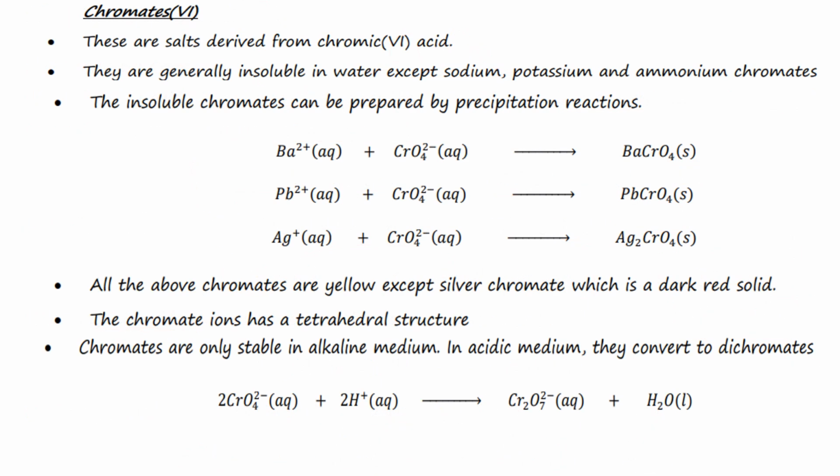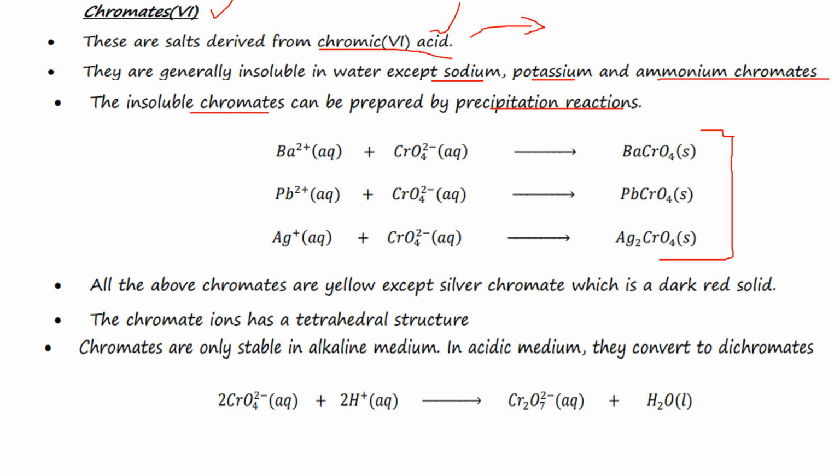Now here we are going to be looking at the chromate(VI) compounds, or the chromate(VI) ions or salts. Chromate(VI) salts are derived from chromic(VI) acid, which we get by reacting chromium(VI) oxide, an acidic oxide, with water to form chromic acid. They are generally insoluble in water except sodium, potassium, and ammonium chromates. The insoluble chromates can be prepared by precipitation reactions, and therefore we are going to look at the qualitative chemistry of chromium leading to formation of all this.